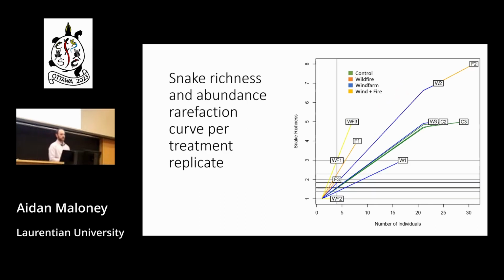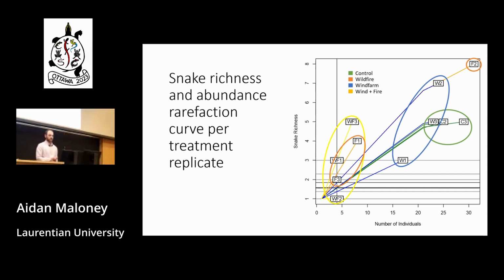When we split the treatments up by replicate, we see an interesting result. Our control, wind farm, and wind plus fire treatment replicates are all similar within the respective treatment, which you can see as I try to group them together here. Our wildfire sites, however, are quite different from each other, with the second replicate largely skewing the treatment as a whole. That second replicate you can see is up there in the top right corner.